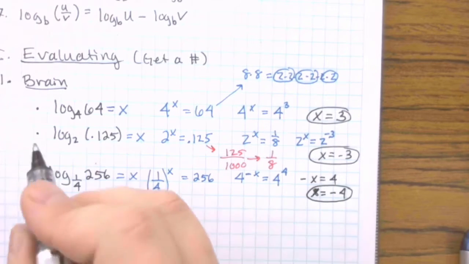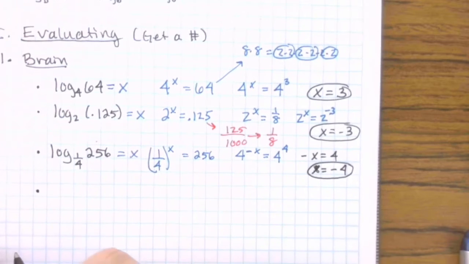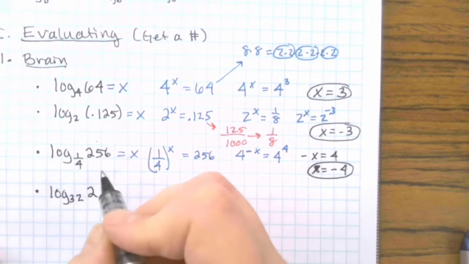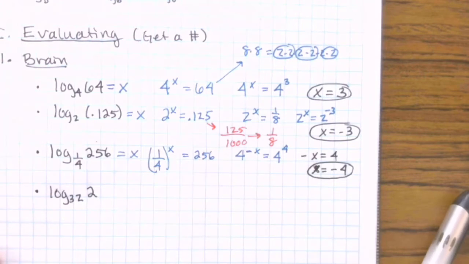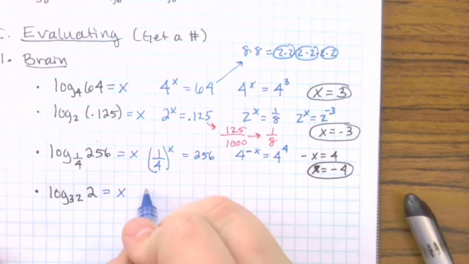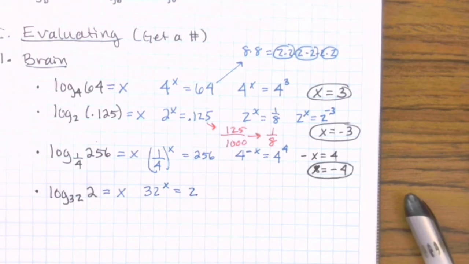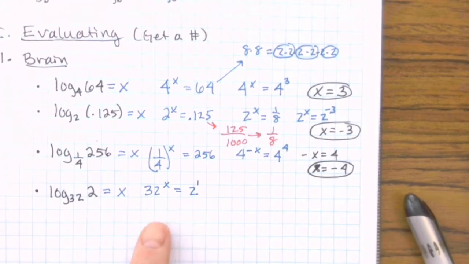All right, the last one we're going to do is log base 32 of 2, and we're going to evaluate that. So again, set it equal to x. Flip it into exponent form, so 32 to the power of x equals 2. Now in this case, 2 is to the power of 1, so I need to manipulate the left-hand side. 32 is actually 5 2's multiplied together.